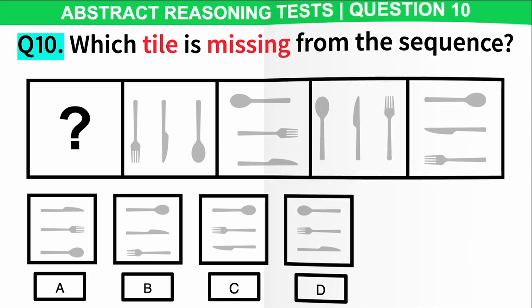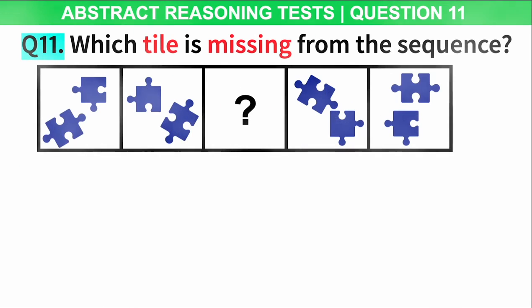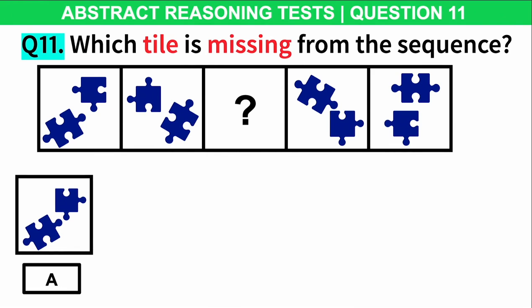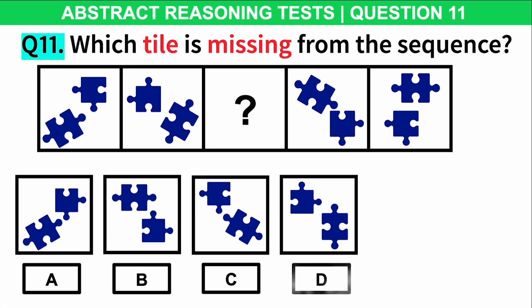Okay, I've got one more for you to try. Which tile is missing from the sequence? Here's the sequence. Is the answer option A, B, C, or D? Again, you have 10 seconds on the timer, starting now.